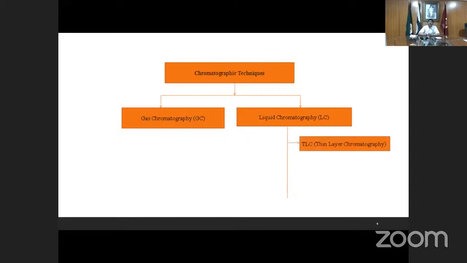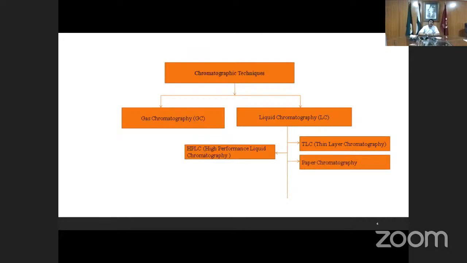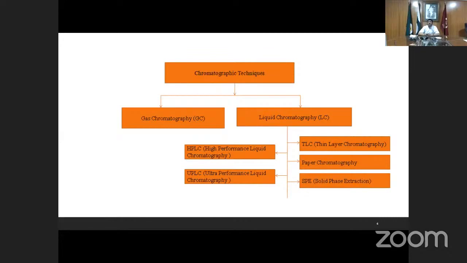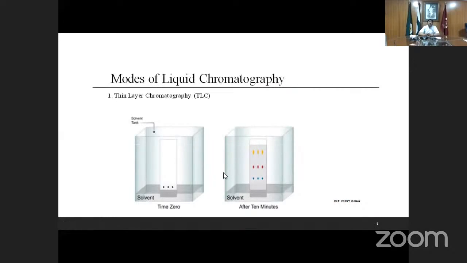HPLC or liquid chromatography is divided into TLC, which is a basic chromatographic technique, and HPLC, high performance liquid chromatography, and paper chromatography, which is also used. There is another technique we are using nowadays, UPLC. This is ultra high pressure or high performance liquid chromatography. And the solid phase extraction technique is also used in our analytical separation, and flash chromatography. This is the mode of liquid chromatography which we are using for separation.